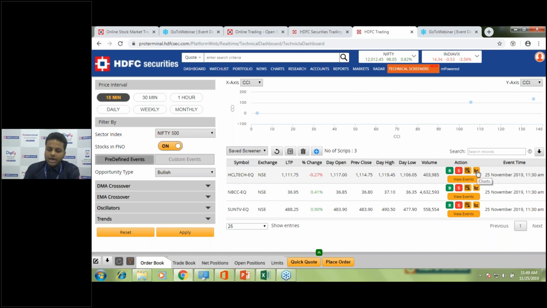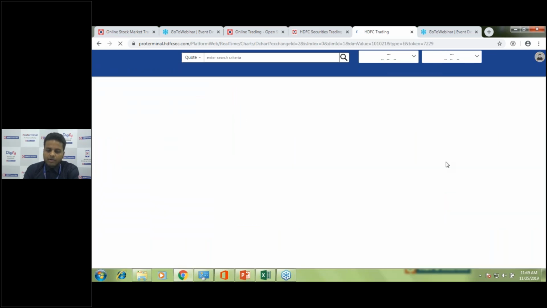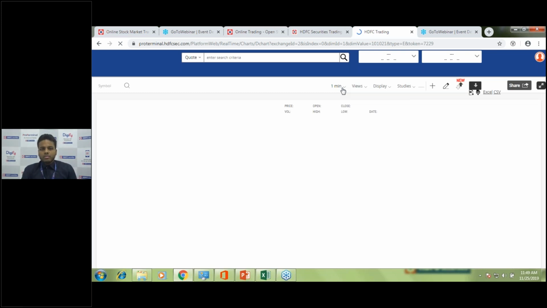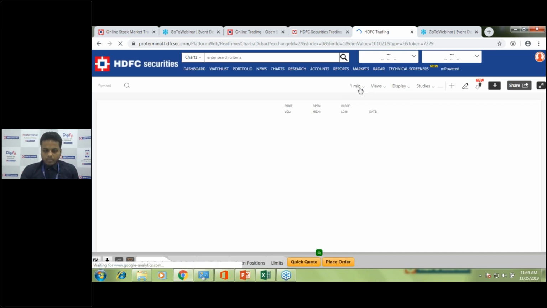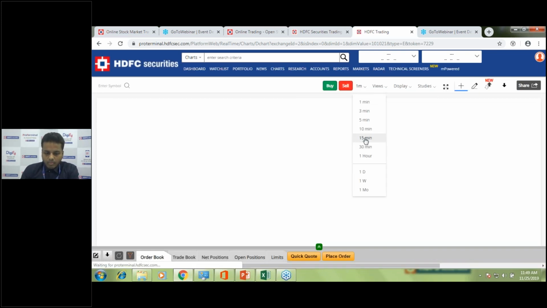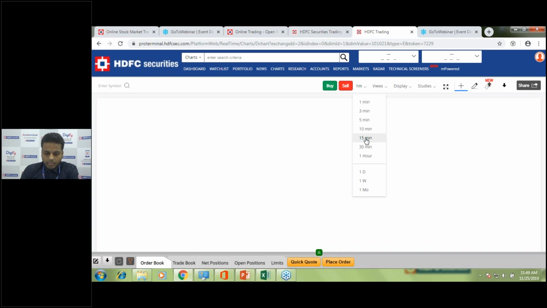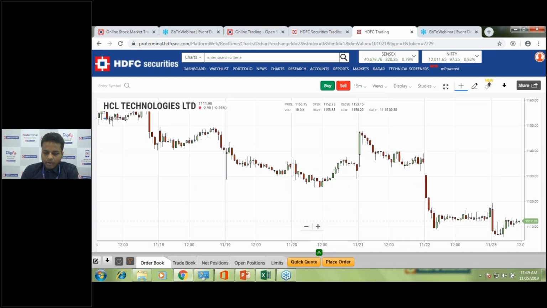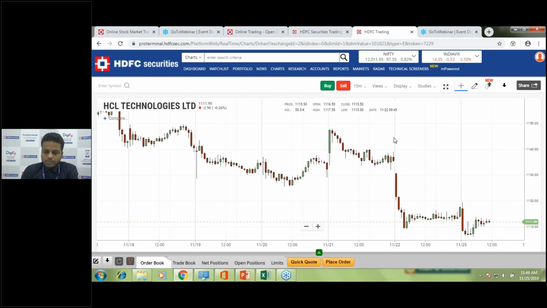In case you want to view a chart of a particular stock, the stock which has been selected from the screener, you can just click on chart on the right hand side, and the chart will automatically open up. I'm selecting a time frame of 15 minutes. By default, the time frame will start off at 1 minute. So I'm selecting the 15-minute time frame, and you can see the chart of HCL Technology.